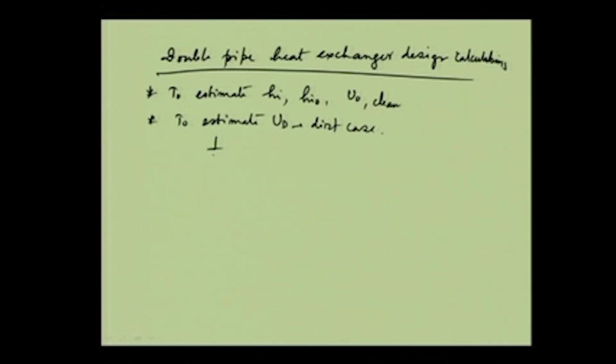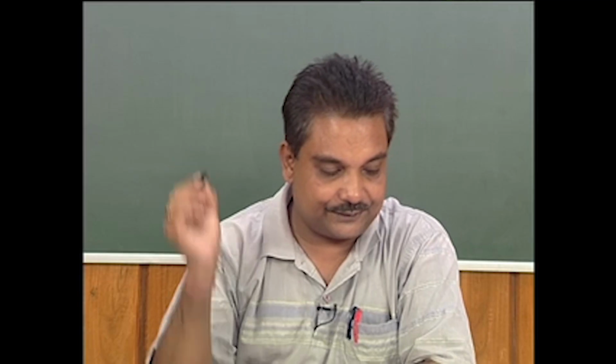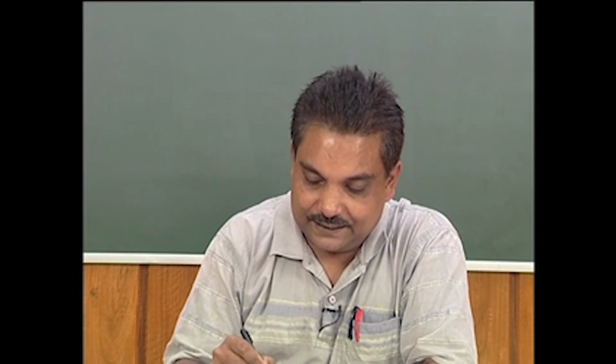So, we know that 1 by U D is equal to 1 by U C plus R D, R D is the dirt factor. Already we have seen that kind of factor. U C is the clean overall heat transfer coefficient, and U D is also an overall heat transfer coefficient which takes care of the dirt. That means another additional resistance due to the formation of the scales. Okay. And this is the first thing.